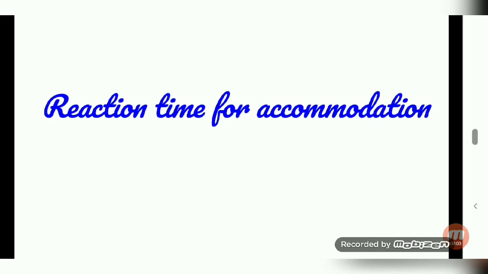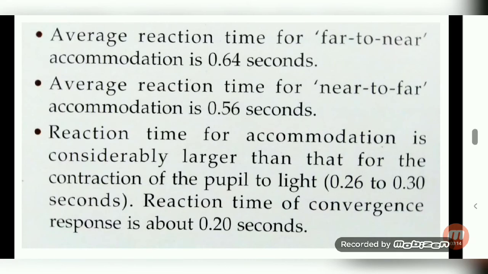Reaction time for accommodation. Reaction time refers to the time lapse between the presentation of the accommodation stimulus and the occurrence of the accommodative response. Some of the observations made regarding reaction time are as follows. Average reaction time for far to near accommodation is 0.64 second. Average reaction time for near to far accommodation is 0.56 second. Reaction time for accommodation is considerably larger than that for the contraction of the pupil to light, 0.26 to 0.30 second. Reaction time of the convergence response is about 0.20 second.